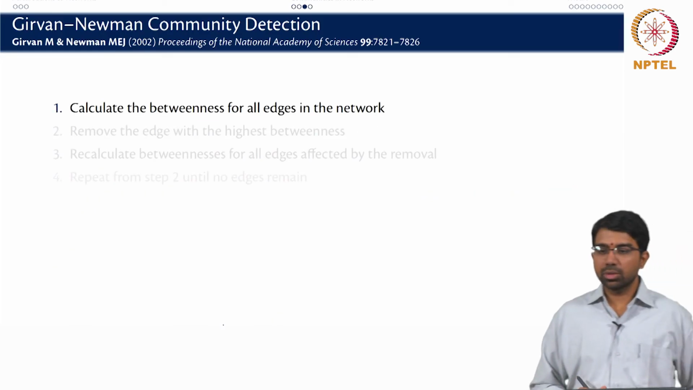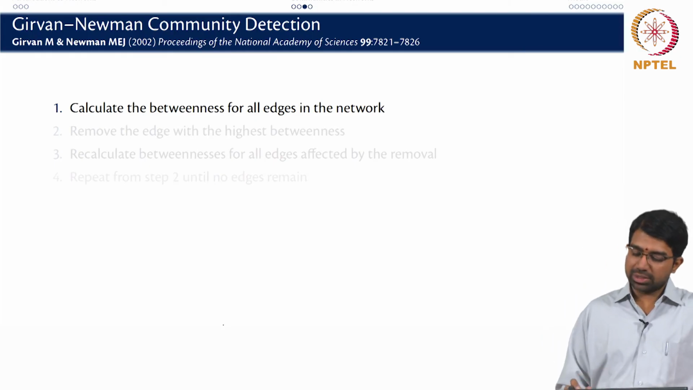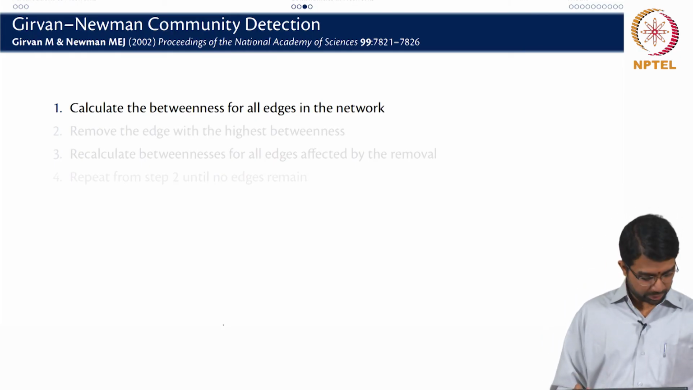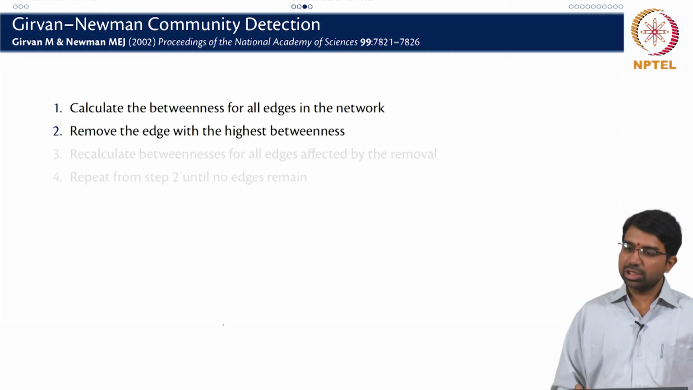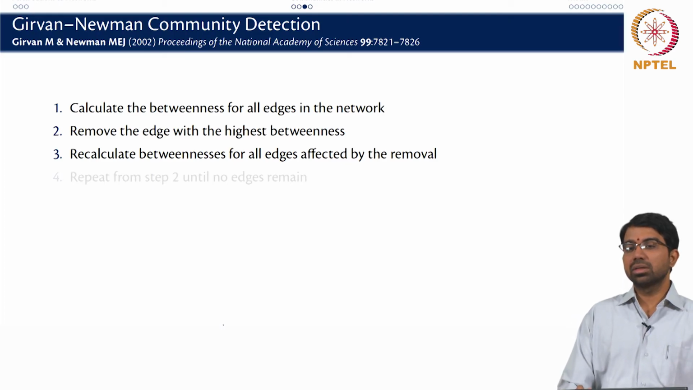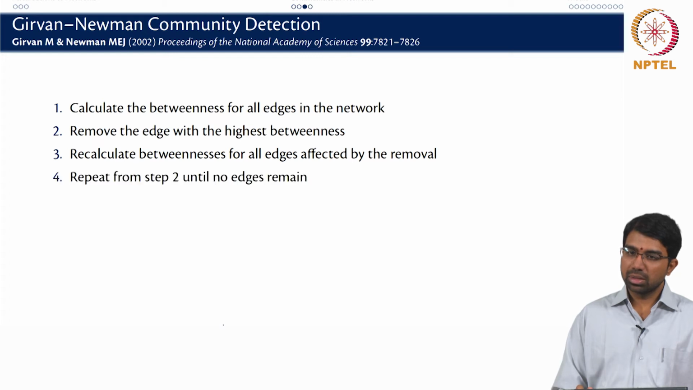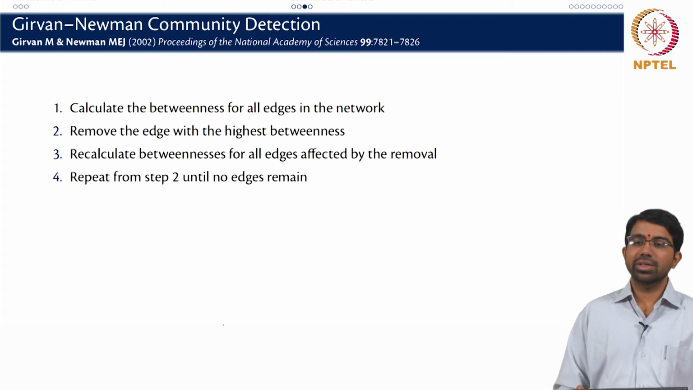So, how does the Girvan-Newman algorithm work? You first calculate the betweenness for all edges in the network. You then remove the edge with highest betweenness, recalculate betweenness for all the edges that have been affected by the removal, and repeat. What will you have at the end? All nodes and no edges, right.